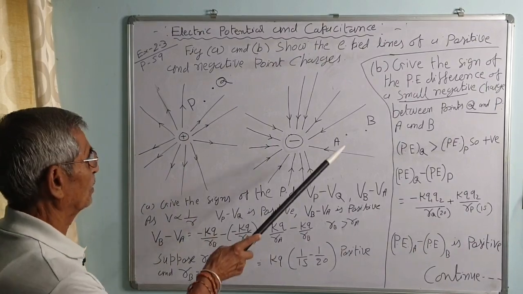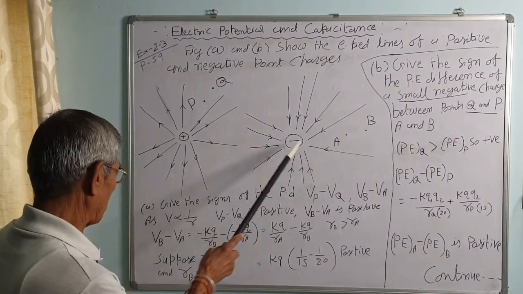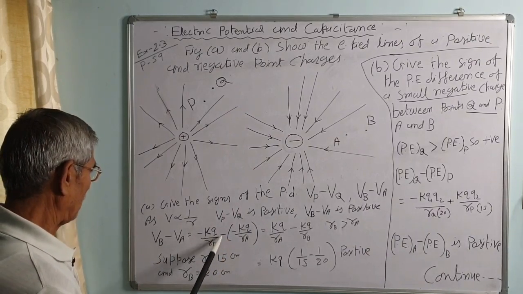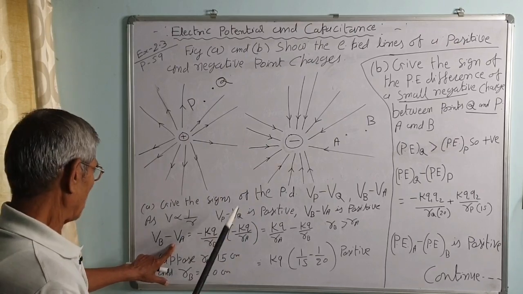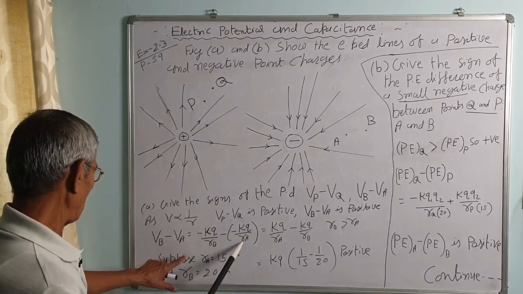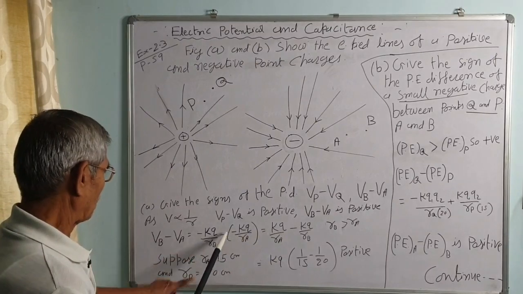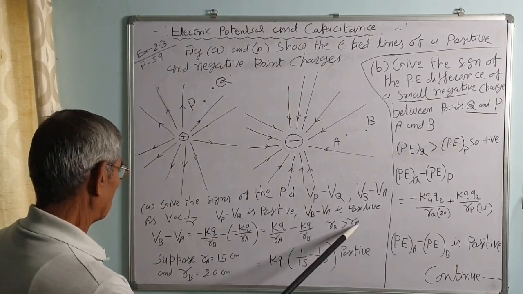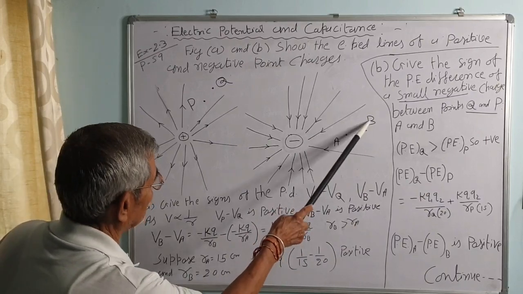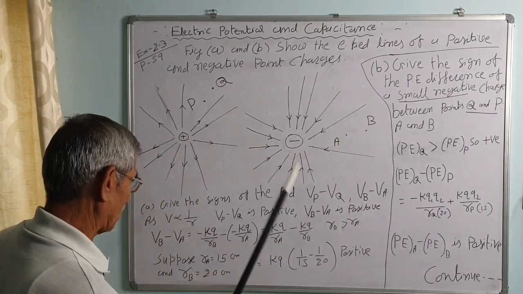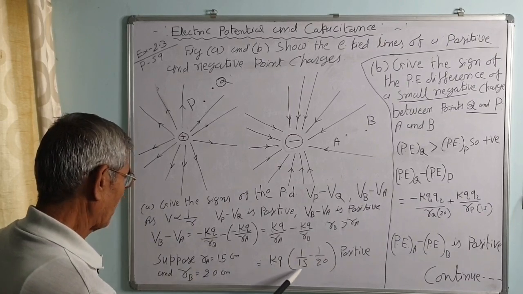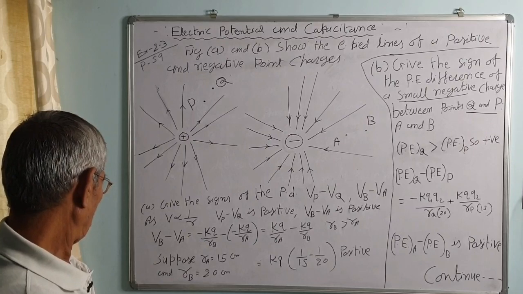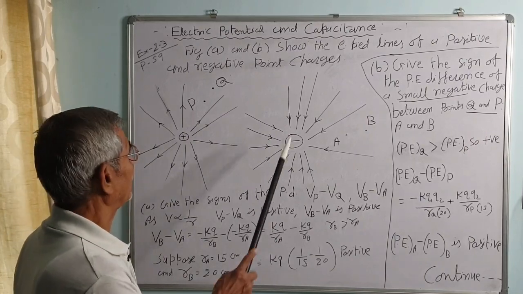Vb minus Va, suppose this distance is 15 centimeter, this is 20 centimeter. Let us take for an example. The Vb is equal to minus Kq upon Rb, negative charge, so minus potential, minus of minus Kq upon Ra. That is equal to, this will be plus Kq upon Ra minus Kq upon Rb. Now Rb is greater than Ra. Rb, this distance is more, 20 centimeter suppose, and this is 15 centimeter. Correct. So 1 upon 15 is more than 1 upon 20. So this will be positive. Thus the Vb minus Va is positive.